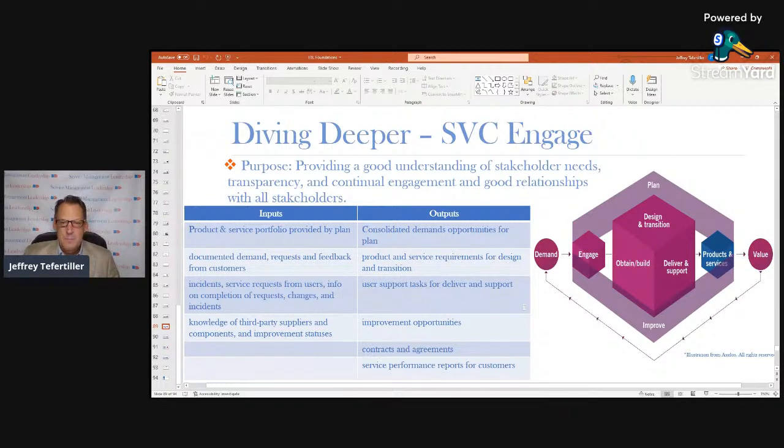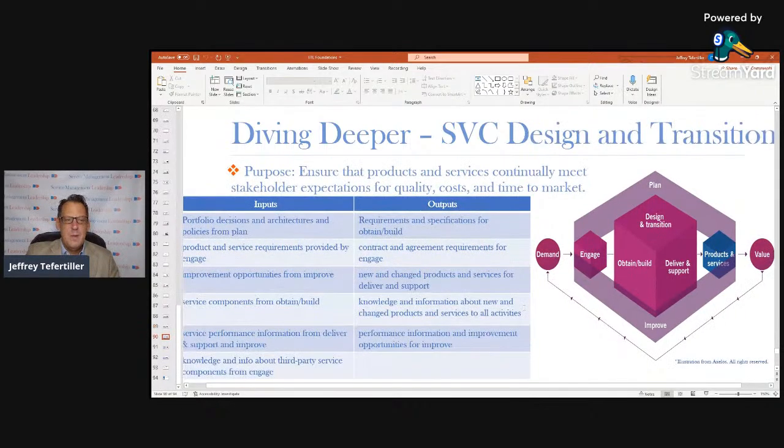How can we do that better? And even on improve, right? The fourth one's just another example. You want to take your knowledge of your third-party suppliers and create improvement opportunities. We should always be striving for improvement. You also want to improve your contracts and your service performance. So whenever you think of any part of this, think of each one as having an input and an output, more than one usually, right?